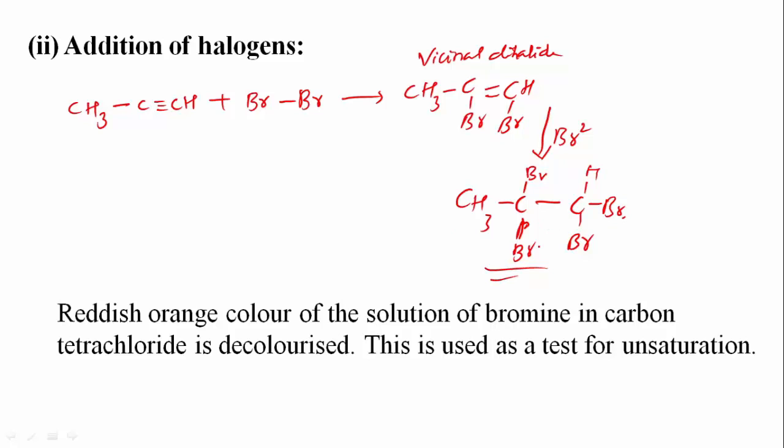And as you know, the reddish orange color of the solution of bromine in carbon tetrachloride is decolorized, and this is used as a test for unsaturation. Means if any compound consists of a double or triple bond, that can be determined by the bromine test. So decolorization of the reddish orange color in carbon tetrachloride is the test for unsaturation.